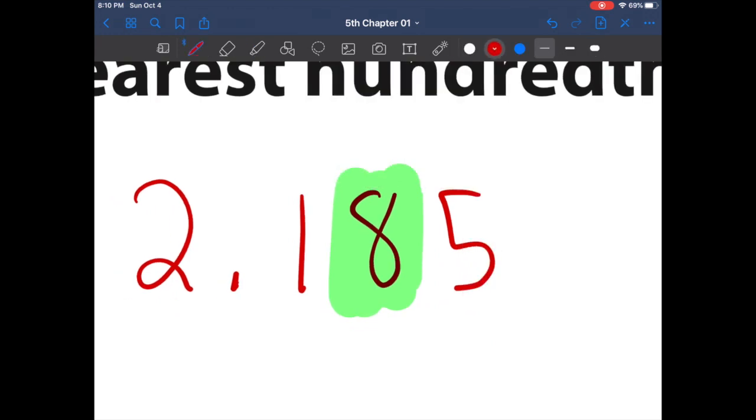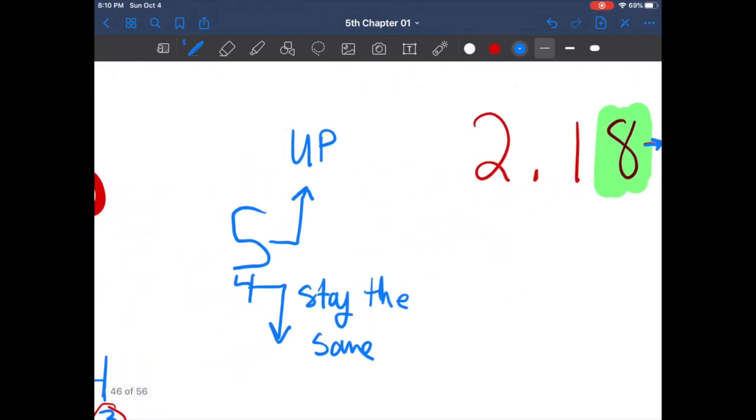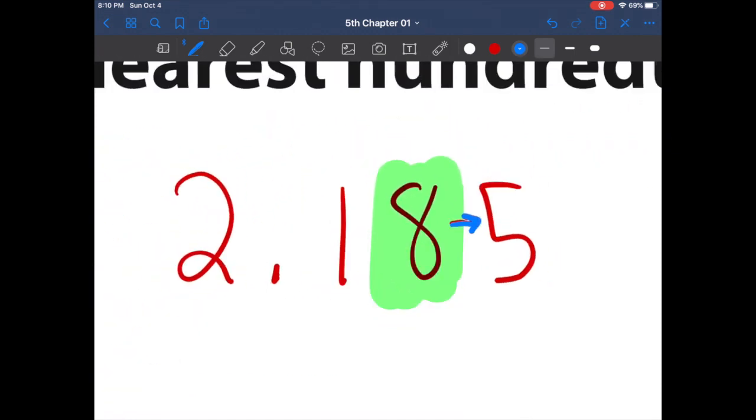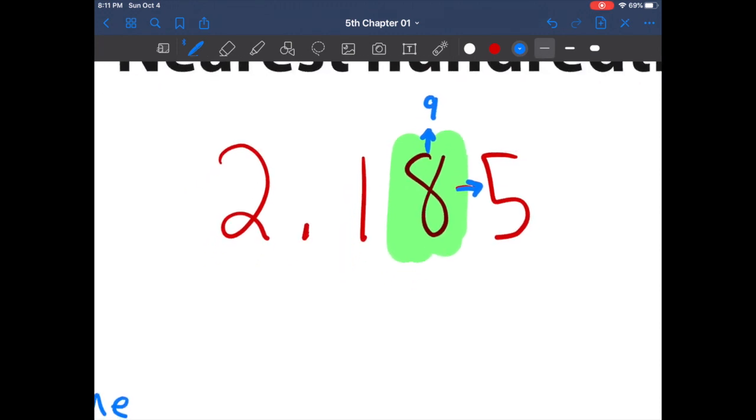So what is the next number to the right of 8? Right there. What number is that? Well, that's 5, okay? So now let's look at the rules. What does the rule say? If it's 5 or bigger, we round up to the next number. So we have 8 right here and 5. Is 5 bigger than or equal to 5? Yes, it is. So that means we need to round this number right here in green to the next number. What's the next number after 8? It would be 9. So this number 2.185 rounded to the nearest hundredth would be 2.19.